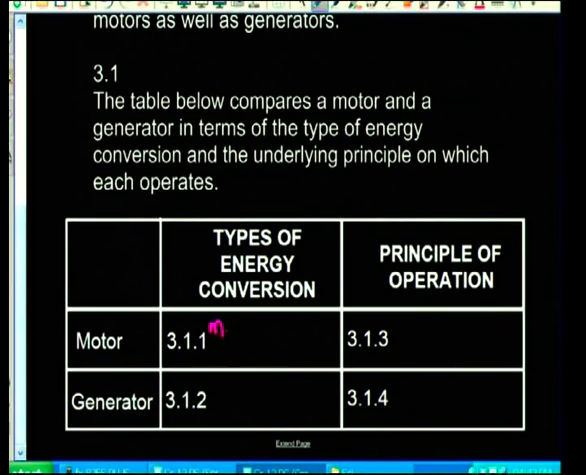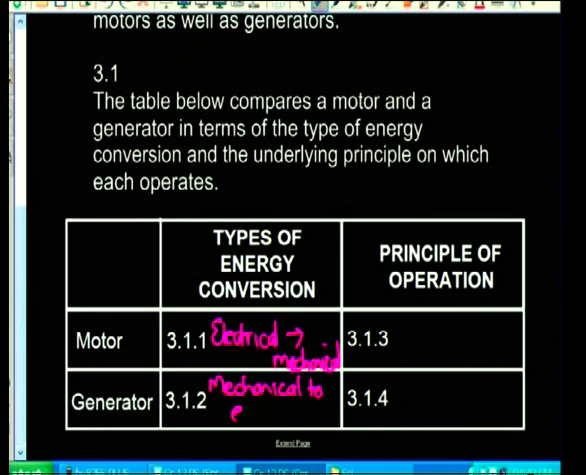A motor goes from mechanical, okay, no, sorry, I'm lying to you again. Electrical was the first question we did. Electrical, oh, I'm going to run out of space, to mechanical. Okay, and a generator goes from mechanical, let's try to write it so you can actually read it, to electrical. Now, in a tertiary exam, you would write this out.